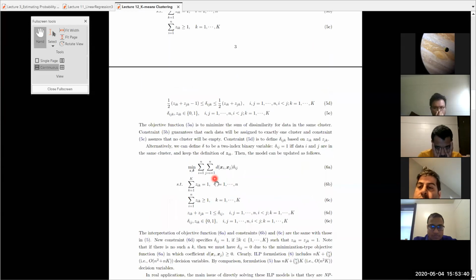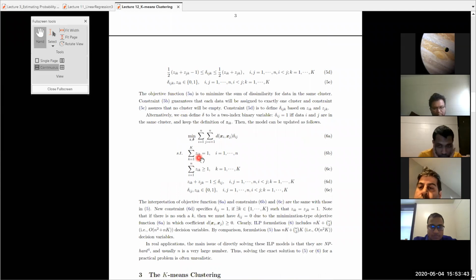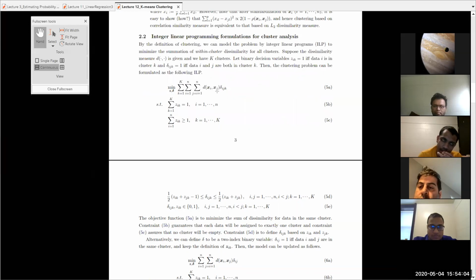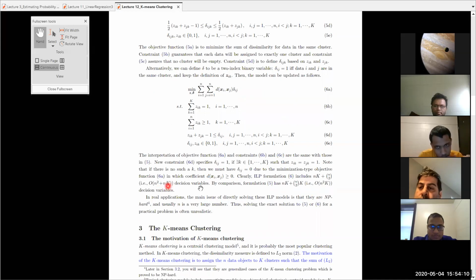Why? Because, for example, have a look here. Nk is from where? Nk is from z. Your i has n choices, k has k choices, so here I have nk. How about the delta ij? Delta ij is n choose 2. That's why the number of decision variables in formulation 6 is nk plus n choose 2. How about in formulation 5? It's different, because you have delta ijk: n choose 2 times k. And hence, how many decision variables can you save? You can save a lot. The difference is a factor k. That's the reason I want to have the 6 formulation rather than 5, okay?